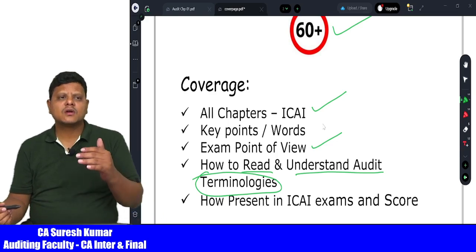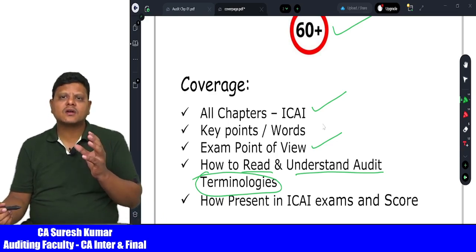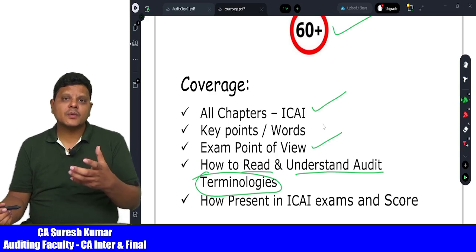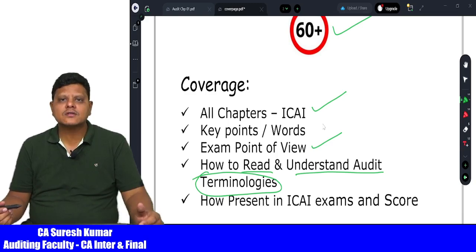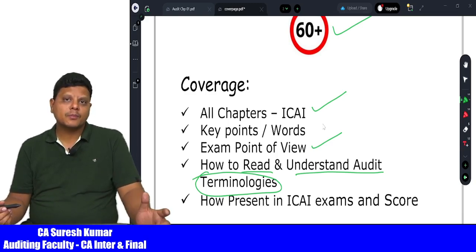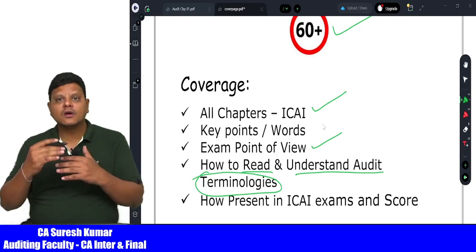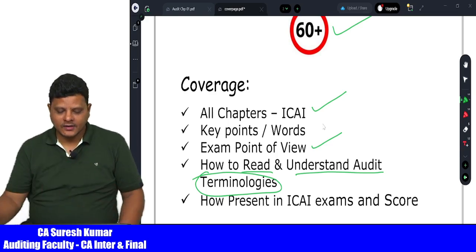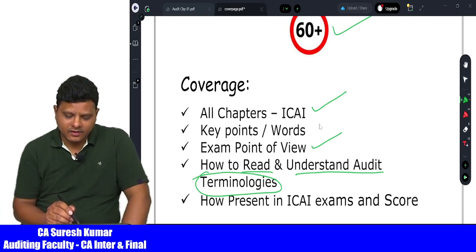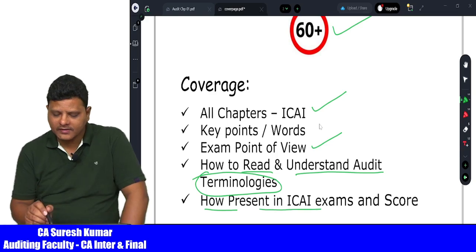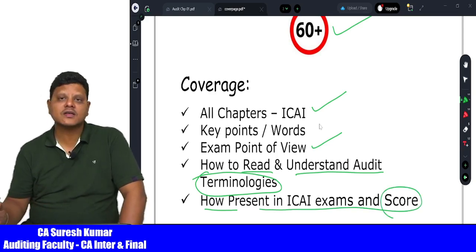In most cases, students understand some of the key points, but they fail to present them in the examination. The reason is they may not clearly understand the concept. Our intention is to make sure that the students understand the concepts very clearly. Another important point is that in this session we are going to talk about how to present in ICAI exams and score the marks as well.